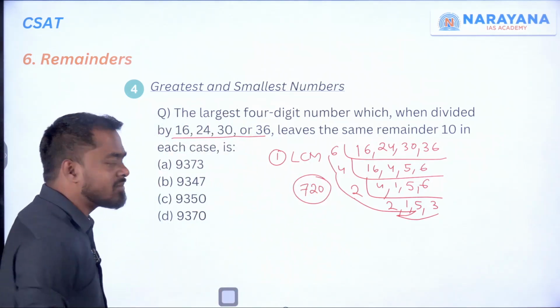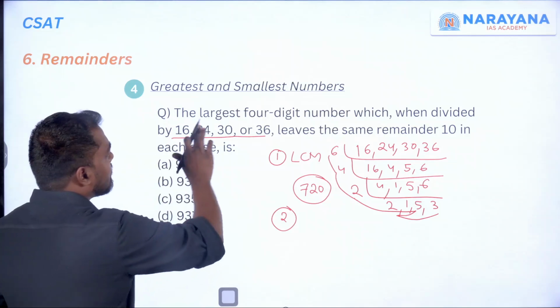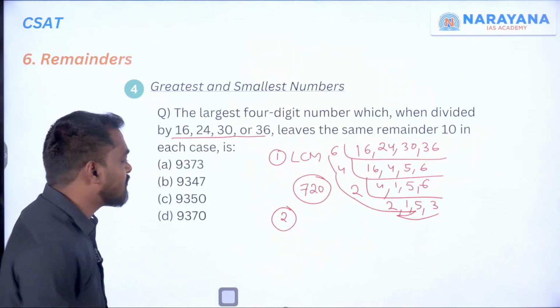Try to find the LCM, that is 720. Next, what is the step? The largest 4-digit number they are asking. So now what is the highest 4-digit number?